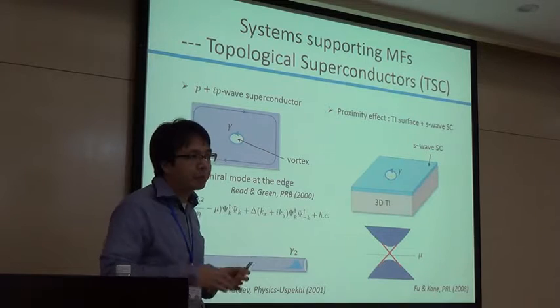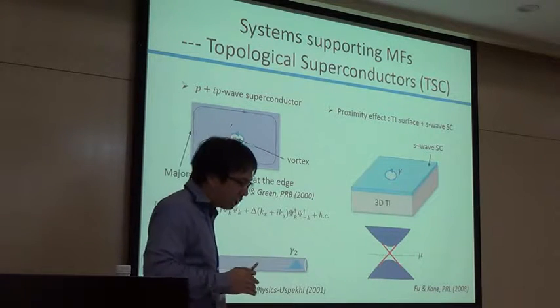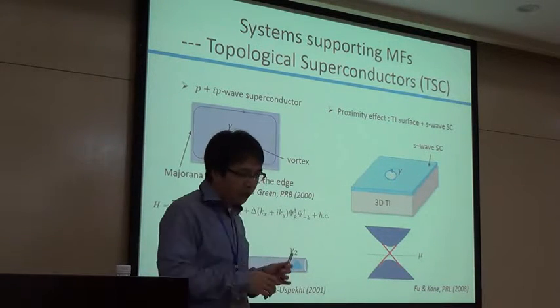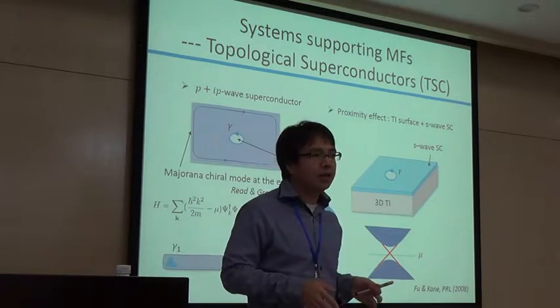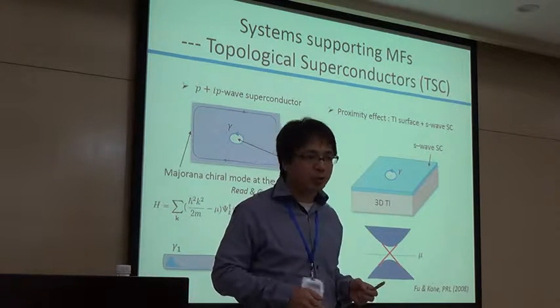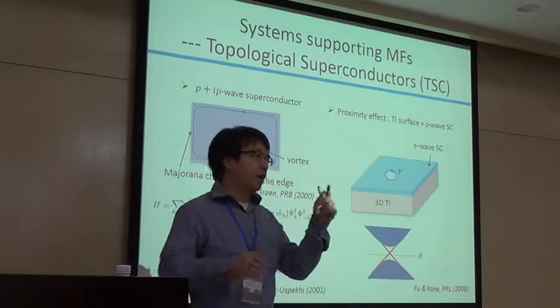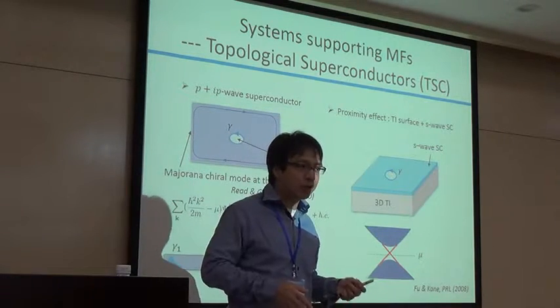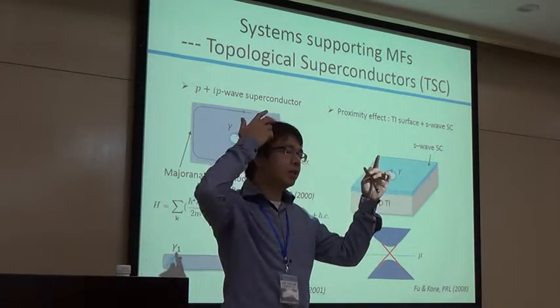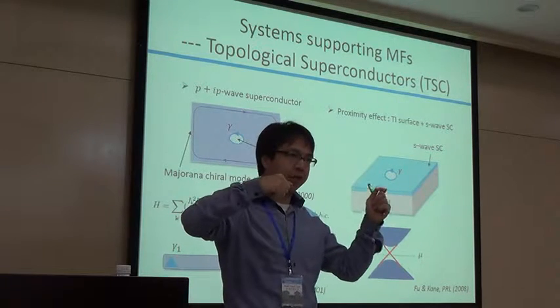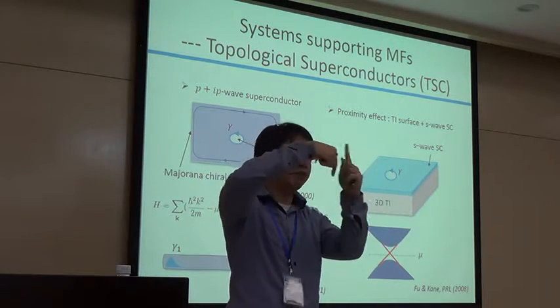This type of superconductor is rather special. First of all, it's unlike the traditional superconductor, in which, for the usual s-wave superconductor, the electrons form Cooper pairs with spin up and spin down, forming a spin singlet.